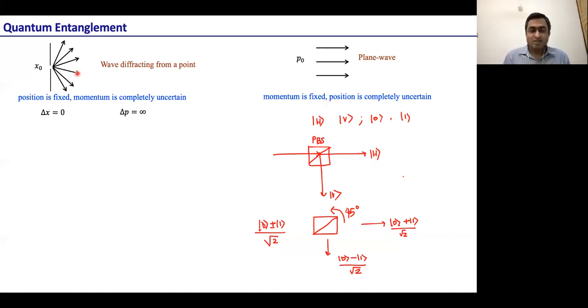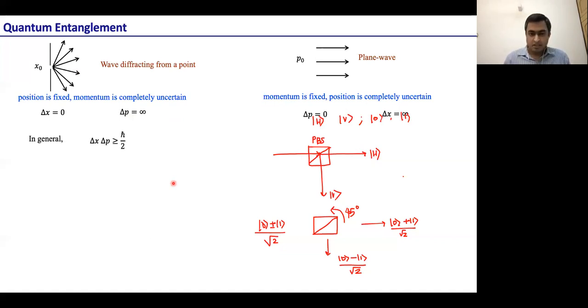Okay, so now I was discussing this particular state for which position was fixed, momentum was completely uncertain. Similarly, you can have a state of light or a single photon for which the momentum is fixed, but position is completely uncertain. So for this state, my momentum uncertainty is zero and the position uncertainty is infinity.